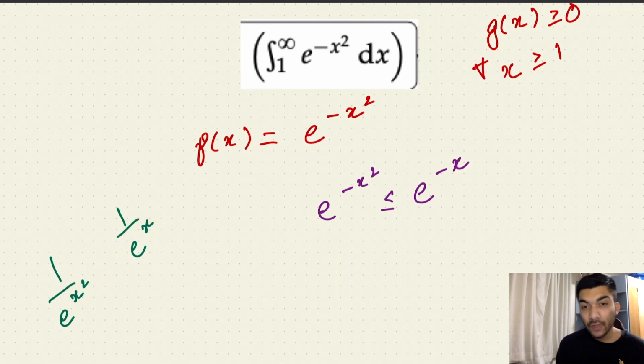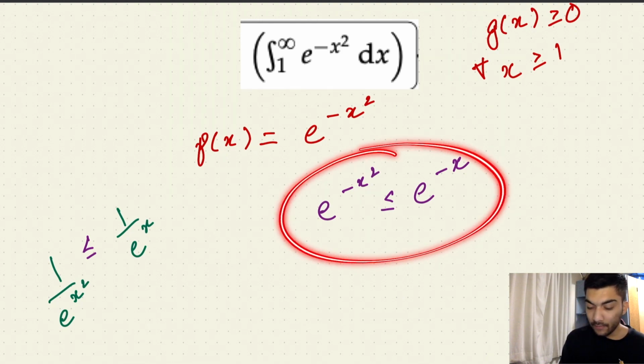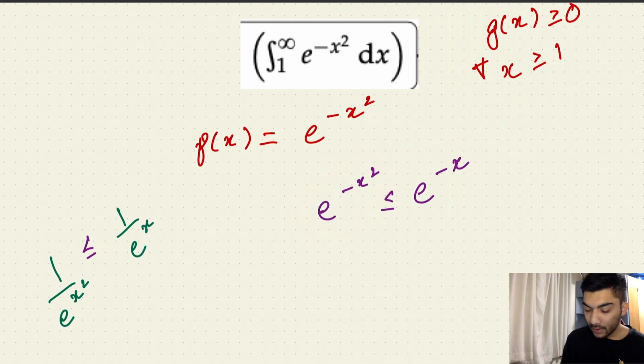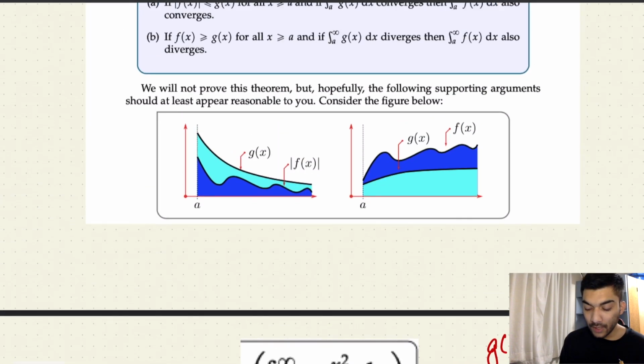Because it has an x square term in the exponent. So since this function is a faster increasing function than this function, then you can clearly state that the reciprocals of these two functions will have inverted inequalities, right? So that is why we know that our function for which we are calculating the definite integral is always less than or equal to our second function.